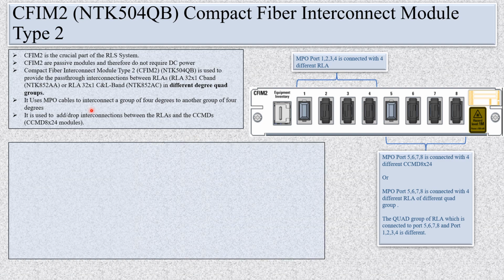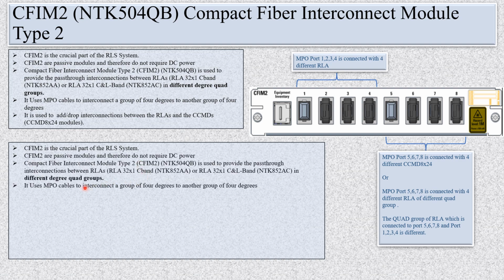It is used for add/drop interconnection between RLS and CCMD. If you are using four RLS with this MPO port and four different CCMD 8x24 with these MPO ports, then it can be dropped on the CCMD 8x24. CFIM2 is a crucial part of the RLS system. So this is the same. It uses MPO cable to interconnect 4 degree of another group of degrees.